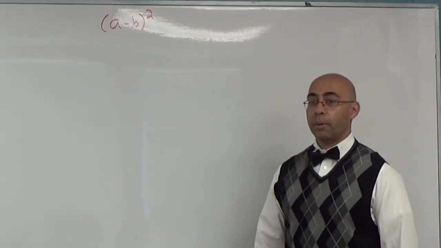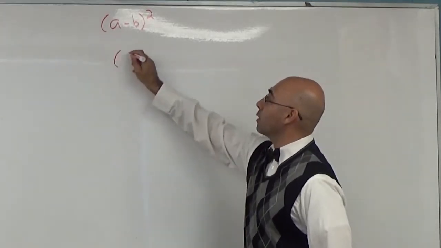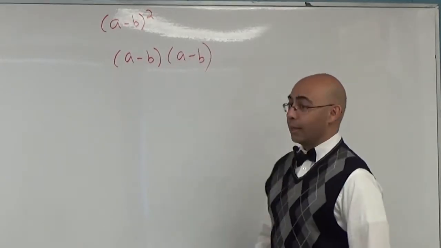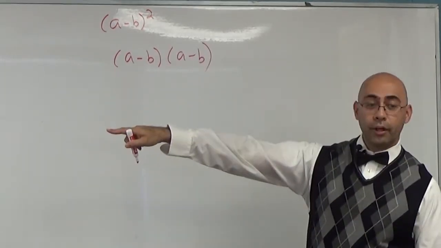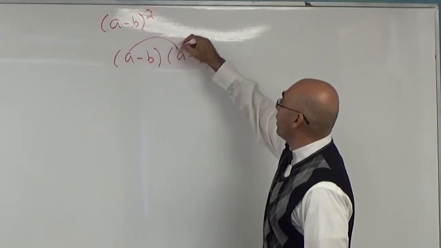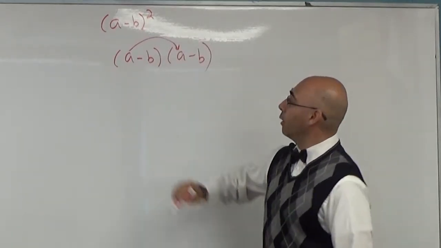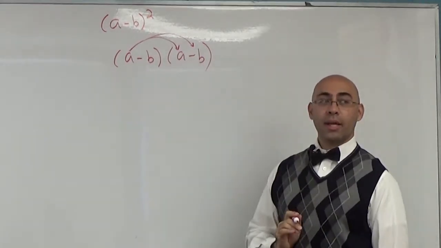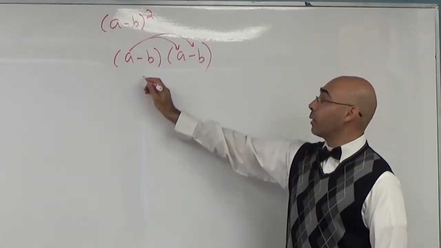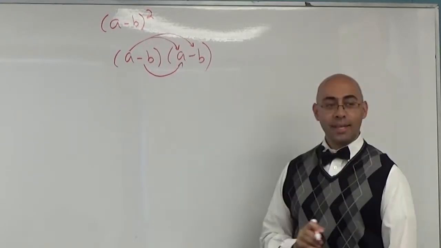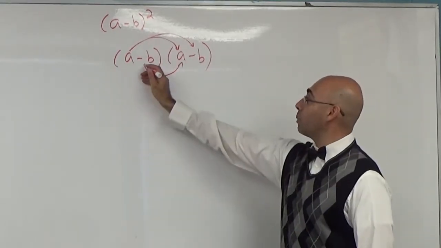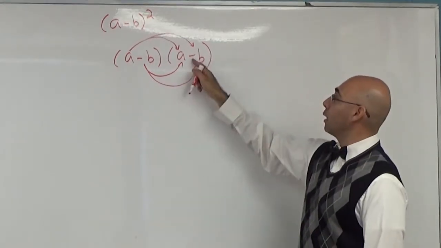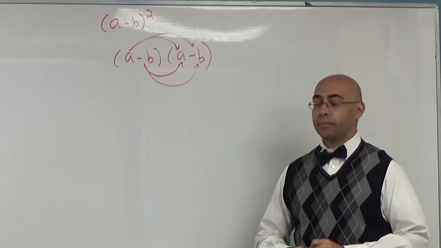A minus b to the second power just means a minus b times a minus b. And I'm going to do the exact same thing as I did over there. I'm going to multiply the a times the a. Then I'm going to multiply this a times the negative b. Remember, keep those signs in mind. Here, I'm going to multiply this negative b times the a. And then I'm going to multiply the negative b times the negative b. Always keep that sign with that number.